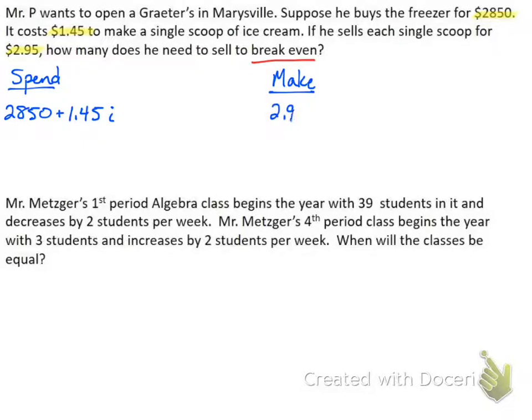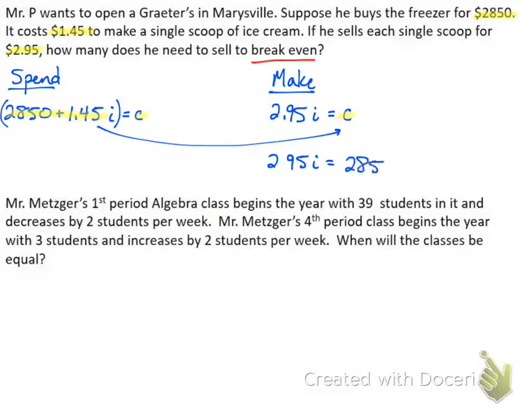So $2.95, and that's going to be the total of what I'm making, and the other is the total of what I'm spending. Again, they're both equal to C, so I can make them equal to each other. I can take the left-hand side here, put it in parentheses. This is equal to C, and so I can plug it in for C. And so I can go 2.95I is equal to 28.50 plus 1.45I.